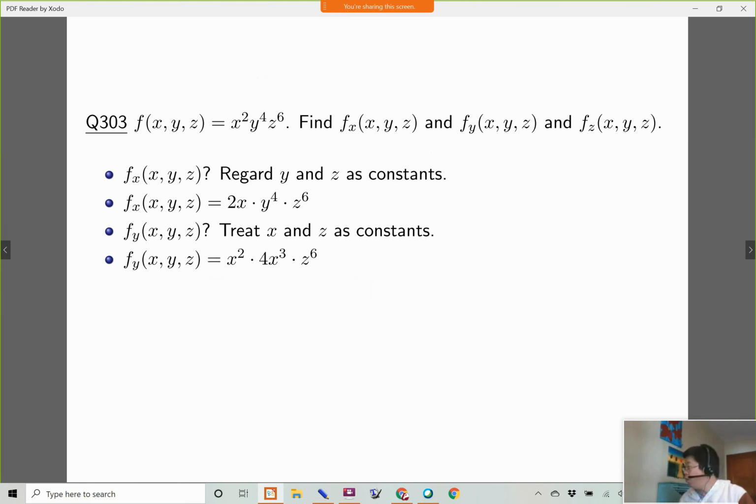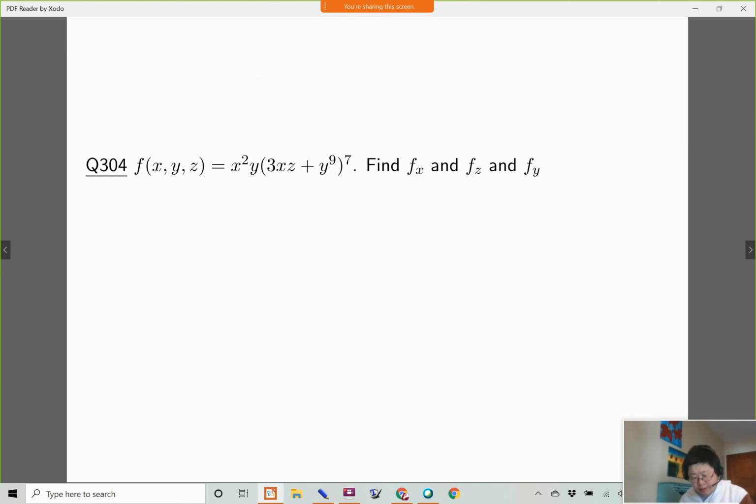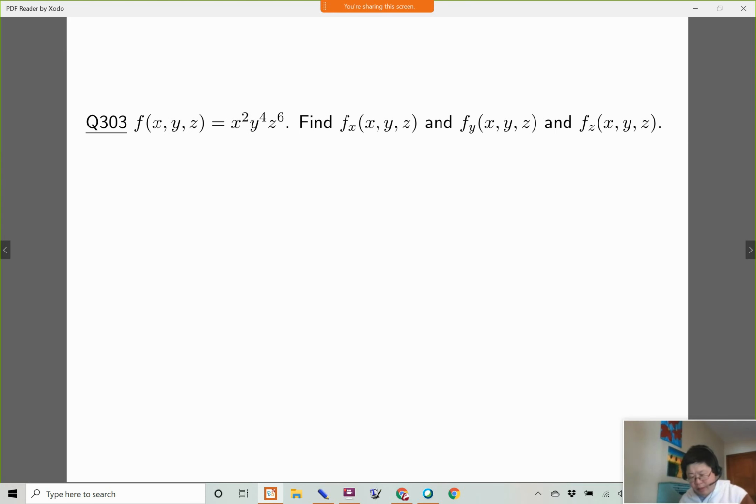Okay, we'll do one last example here. Sometimes I think it's oddly enough easier to spot what's going on if we look at functions with not 2 input variables as we've been doing so far, but rather 3 input variables. So with 3 input variables, x, y, and z, let's look at this function x squared times y to the fourth times z to the sixth and find f sub x, f sub y, and f sub z.